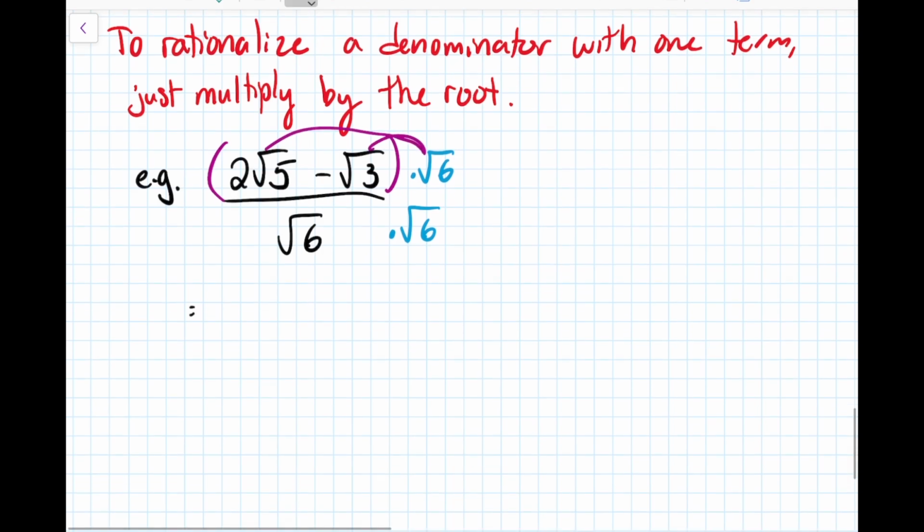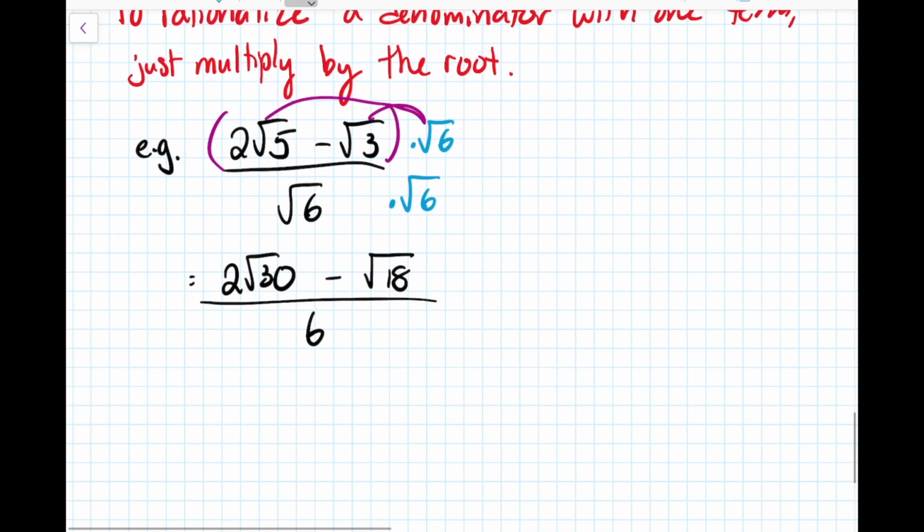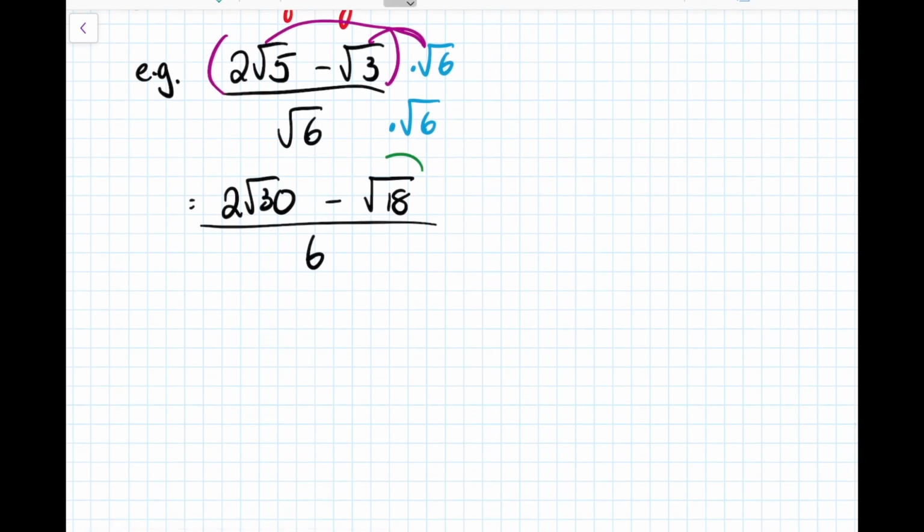So when we do that, 2 root 5 times root 6 is going to get me 2 root 30. Root 3 times root 6 is going to get me root 18. And on the bottom, root 6 is just going to be 6. So the 2 root 30, there's not much we can do there. But this root 18, we can simplify a little bit. So this is going to get me 2 root 30 minus 3 root 2 over 6.